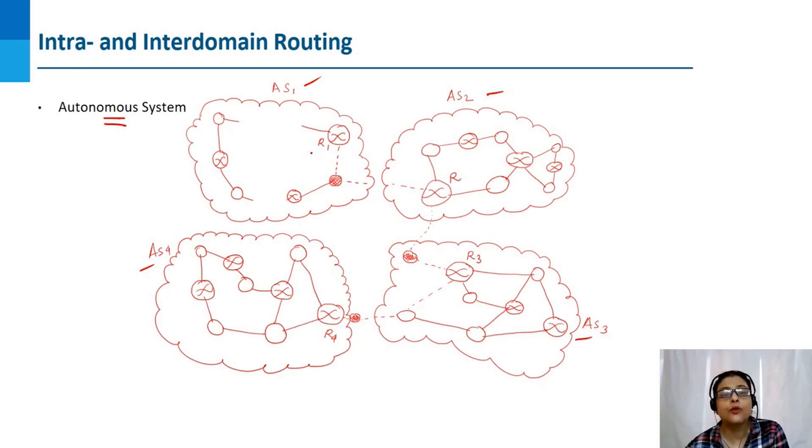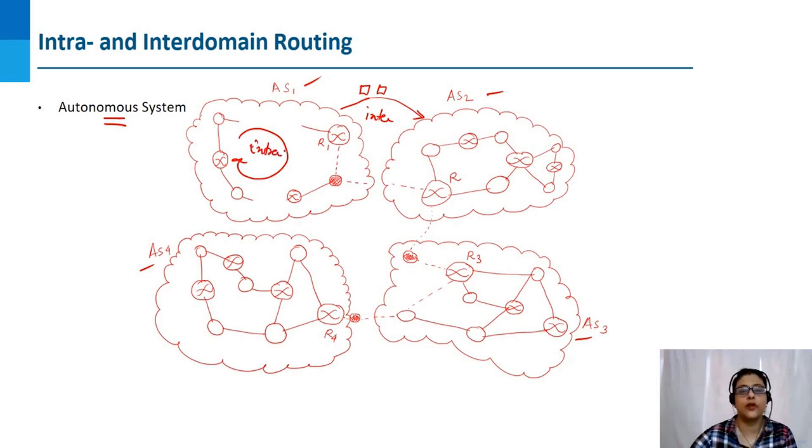And if the packet moves from one autonomous system to the other autonomous system, like if the packet moves from AS1 to AS2, then it is known as inter-domain. And if it moves within the system, then it is known as intra-domain routing. Here we can see that there is a router here and there is another router here which forms a pathway to the next autonomous system.